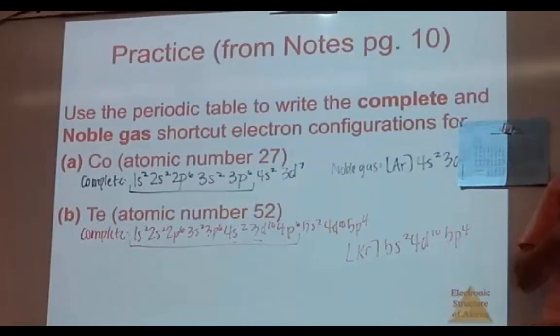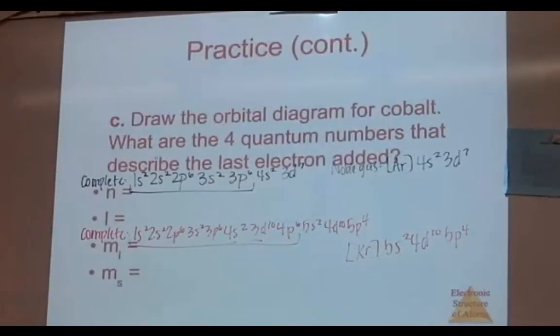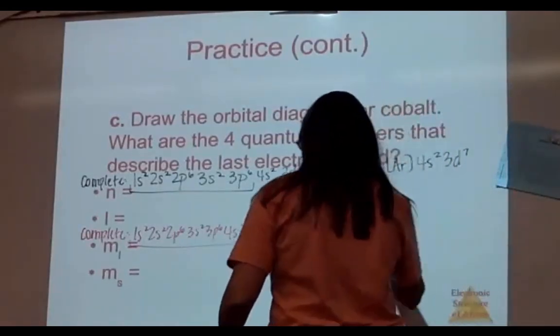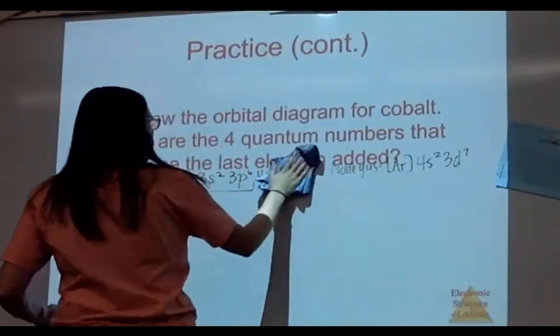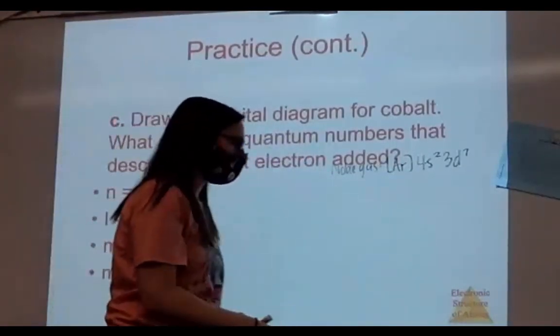So if this were a problem that just said, write the electron configuration, you pick which configuration you want to write, longhand or shorthand. Most people choose shorthand because it's shorter. Okay, so that's just looking at the complete and the noble gas configurations. Now, I'm going to actually leave this up here. So this is the last part of the question that's in the notes.